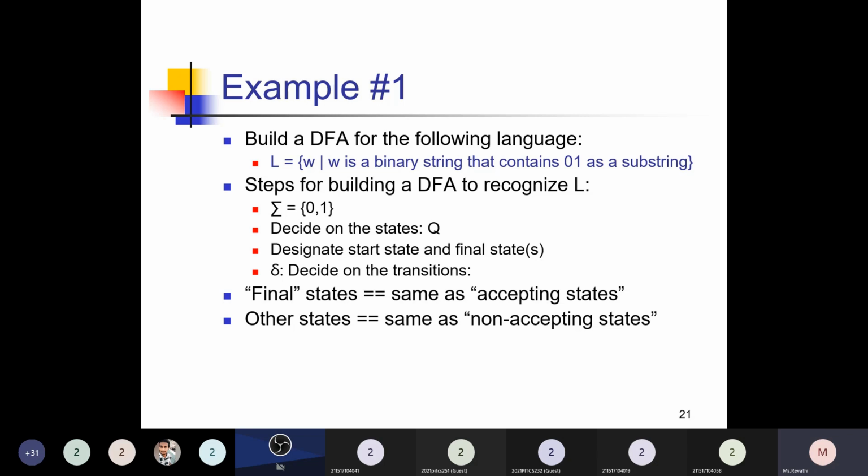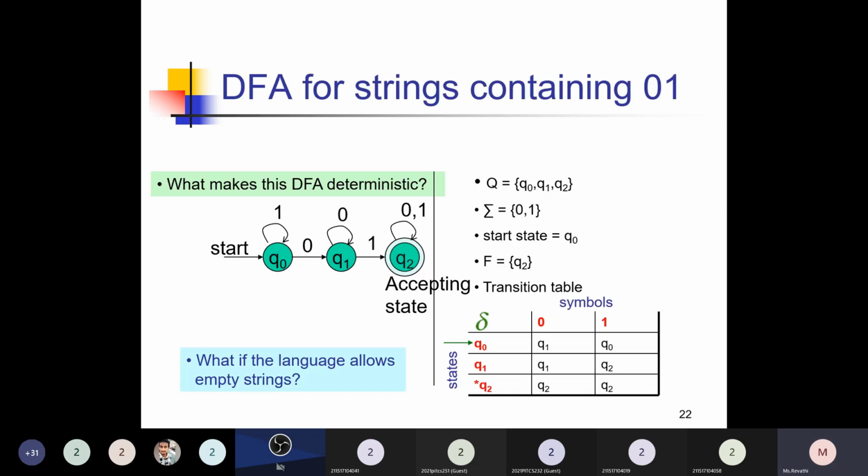The steps are: first we decide the set of states, and then decide the transition function and the final state. A double circle is the final state. A single circle means a non-final state, and we have only one start state. How will you identify the start state? One arrow followed by a circle is used to identify the start state. Okay, and this is the DFA that starts with Q0.